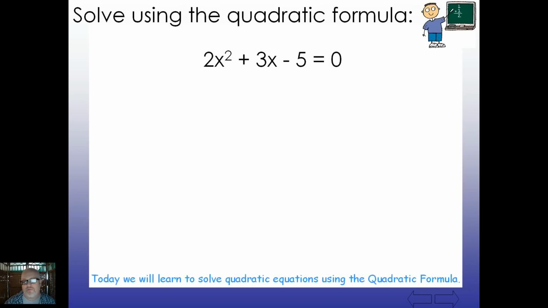Solve by using the quadratic formula. 2x squared plus 3x minus 5 equals 0. First of all, what do we want to do here? We want to identify a, b, and c, plug it into the formula, and go. So right about now, why don't you hit pause, go ahead and identify your a's, b's, and c's, and have at it.